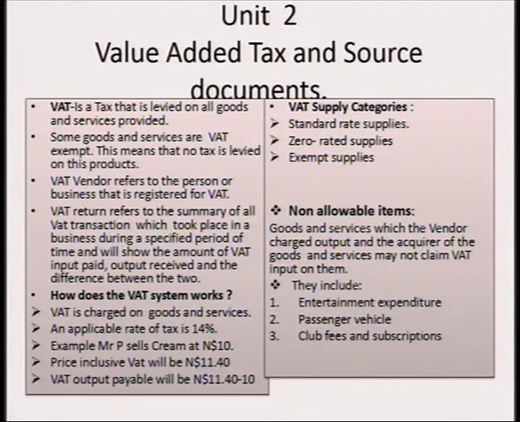Non-allowable items. These are goods and services on which the vendor charged output, and the acquirer of the goods and services might not claim VAT input on them, because they are already charged tax from the moment they were acquired. They include entertainment expenditures, passenger vehicles, and club fees and subscriptions. Those are our non-allowable items.